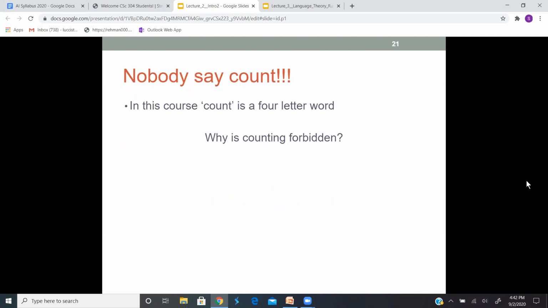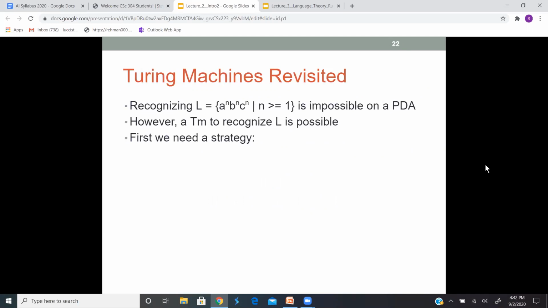Nobody say count. Why is counting forbidden? Because then you're using a computer. You're not dealing with a push-down automaton. All right, scroll. Turing machines once more. L equals A to the n, B to the n, C to the n. This language is impossible to recognize on a PDA. But on a Turing machine, we could recognize it.